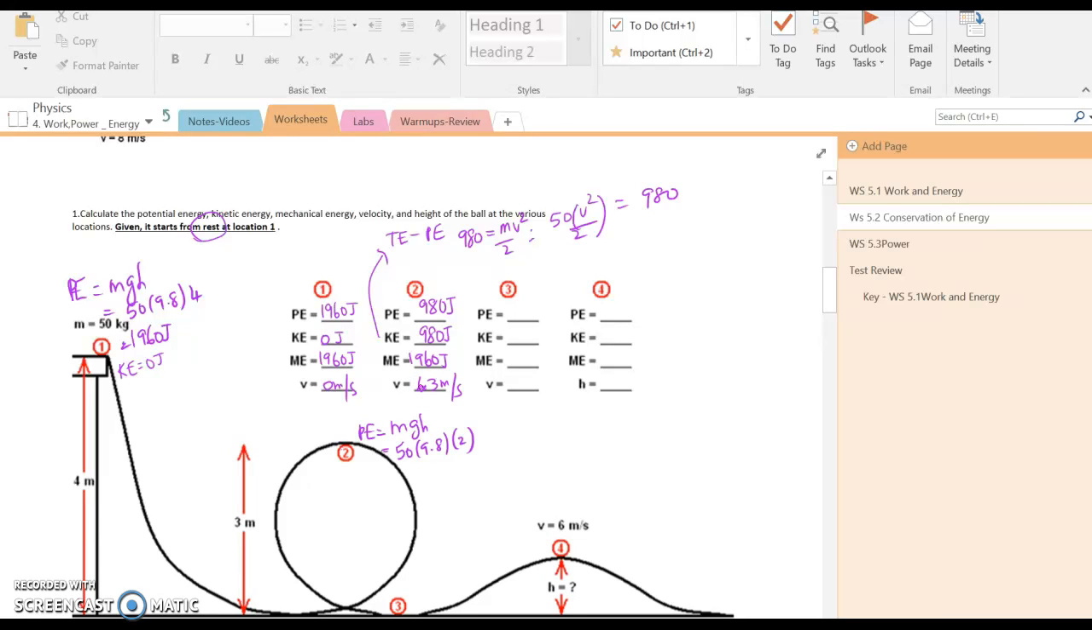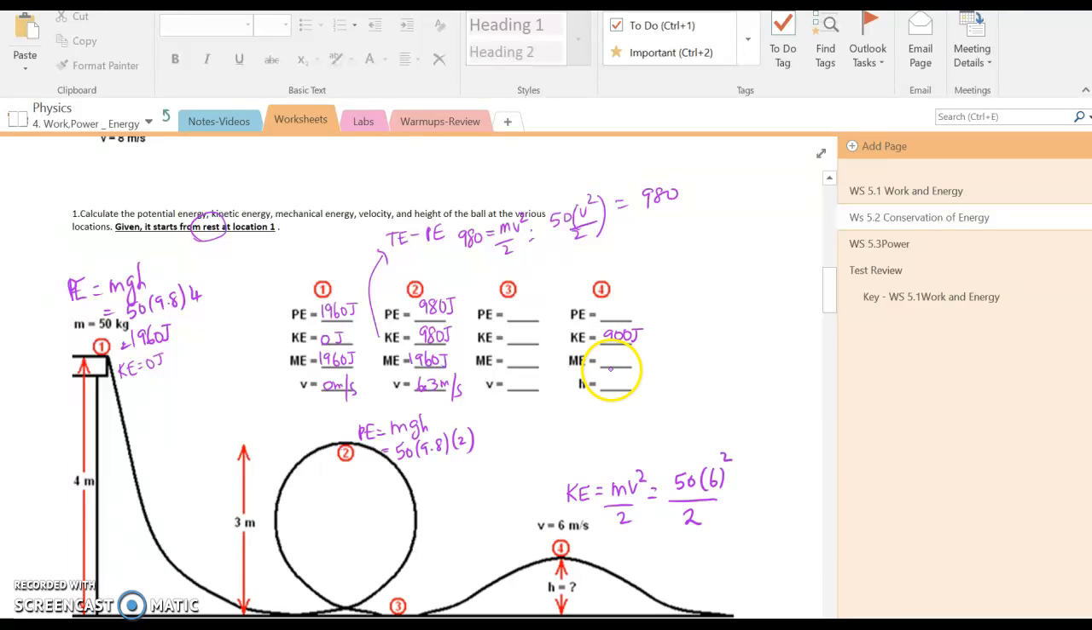So let's do one more as an example. Let's skip 3 for the time being and go to 4. At 4, we know the velocity is 6 meters per second. And therefore, if we know the velocity, what can we calculate? Yes, we can calculate the kinetic energy, which is mv squared over 2. So it is 50 times 6 squared divided by 2. That will be 36 times 25, which is 900 joules. So your kinetic energy is 900 joules.